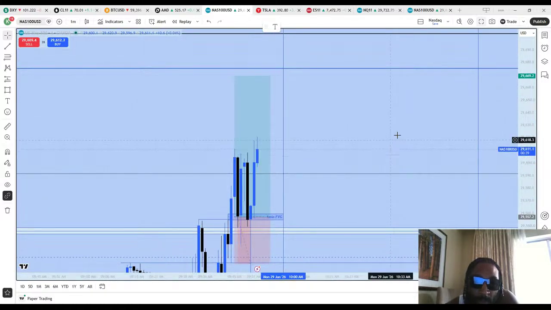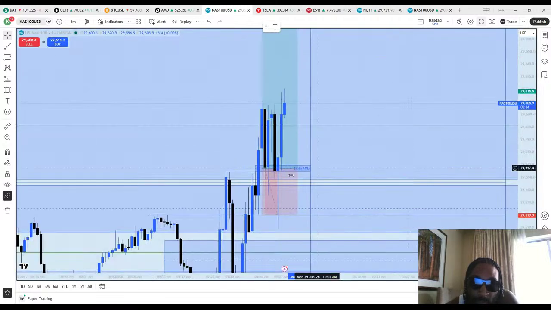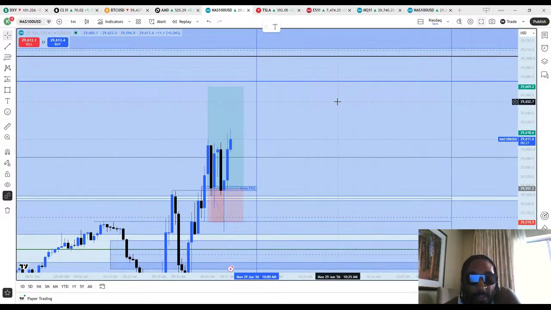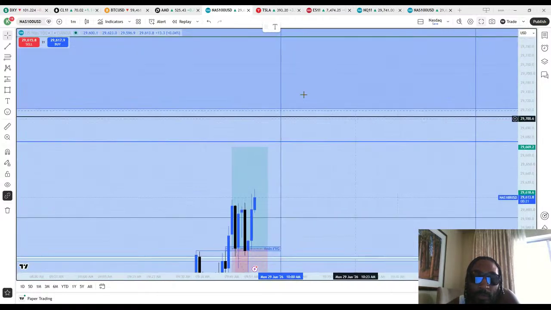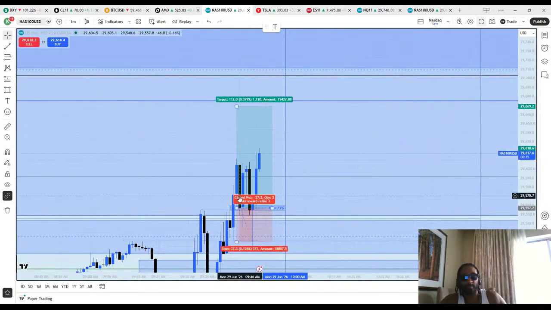So we get this closure above this down close candle. This low right here will be the protected low. And that'll still be a protected low even after 10 o'clock, as long as we don't hit any major levels up here yet. So let's see what happens.